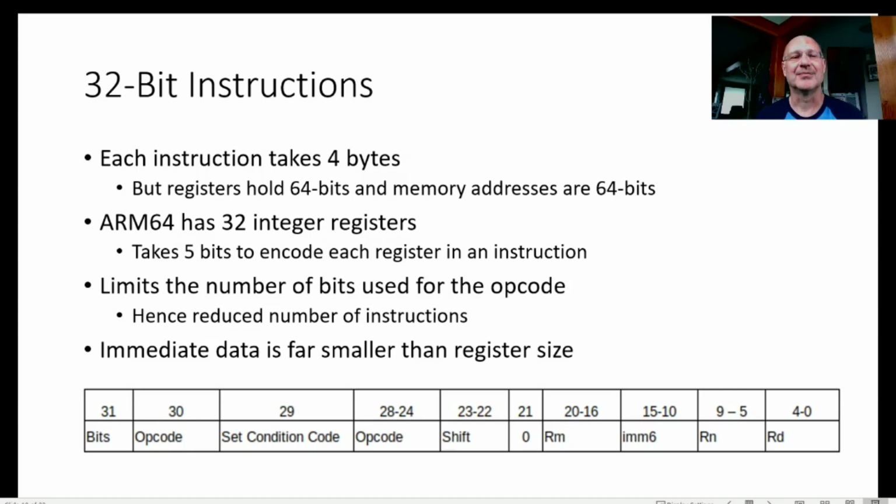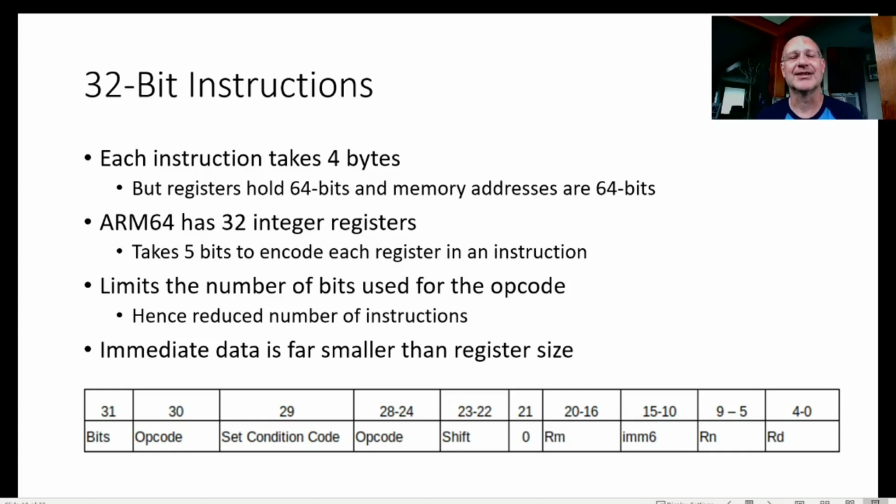And basically, since there's 32 integer registers, that means it takes 5 bits to encode each register. And instructions are usually of the format, do something like add destination register and the 2 source registers. So a lot of instructions require 3 registers, so that's 15 bits gone right there. And this all limits the number of bits that can be used for the opcode, hence the reduced number of instructions. And ahead we'll look at some other tricks they use to lower the number of operands required.